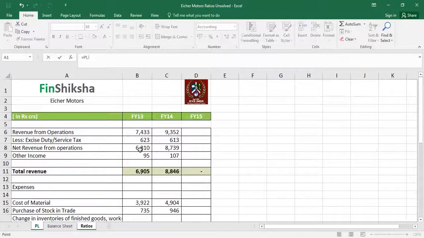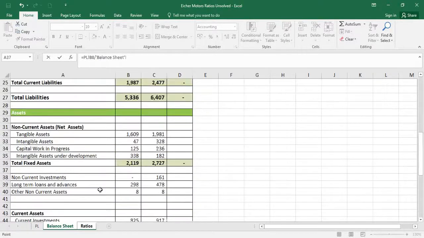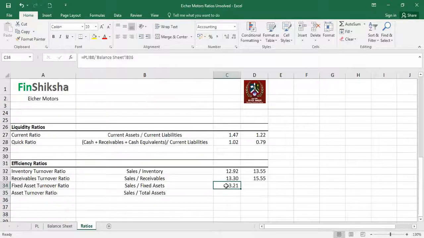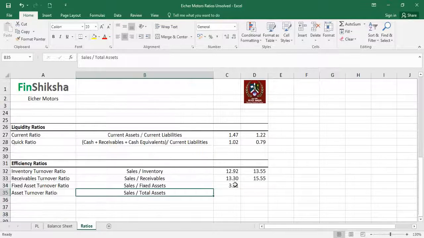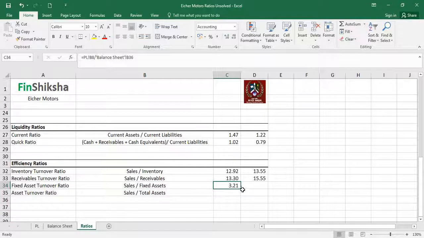So sales by fixed assets. So that's the sales number. And on the balance sheet, take the total of all the fixed assets. That's 2119. So what does it mean? Whatever fixed assets they have, they are able to essentially turn it 3 times. If they have 1000 crore of fixed assets, they will get 3000 crore of sales. Specifically 3200 odd crore of sales, right?